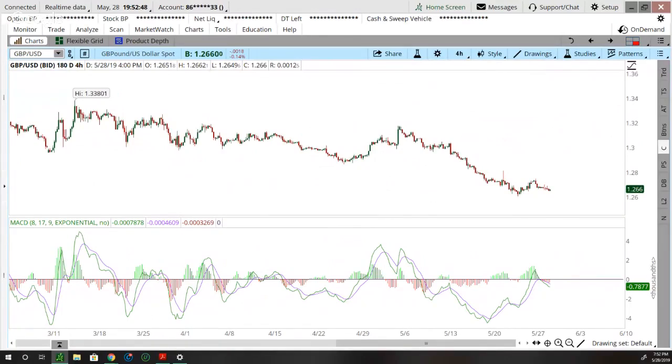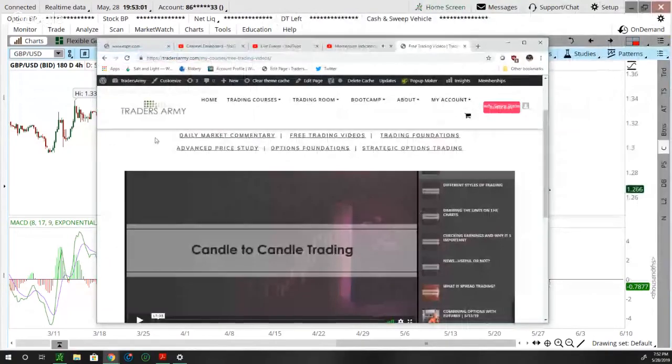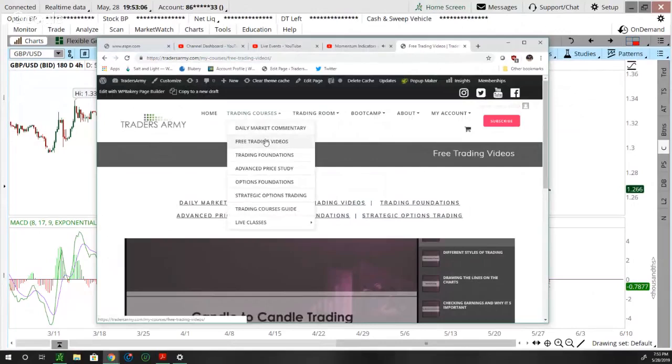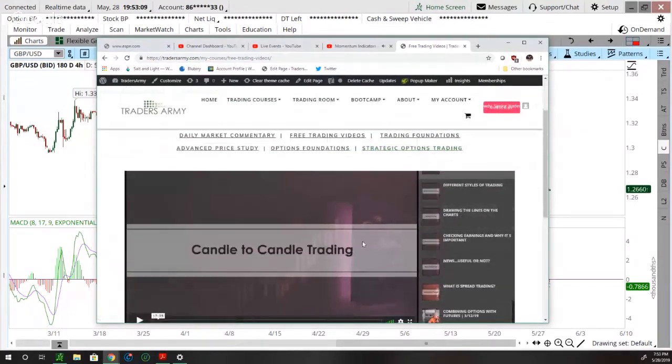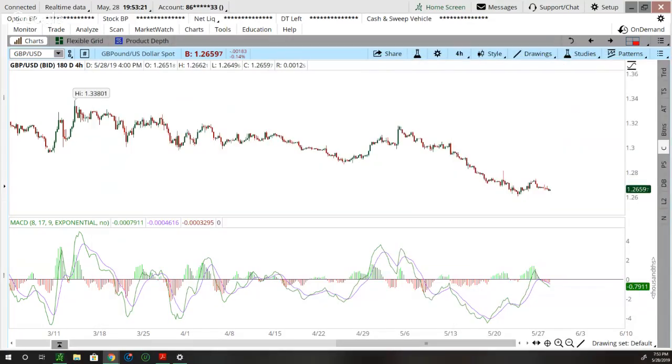And you might even go candle to candle style on some of this. For those of you not familiar with candle to candle trading, go to the website, tradersarmy.com. We have the free trading videos. I don't have time to get into candle to candle style of trading here, but there's a 20-minute lesson on it. You can take a look and see how to do that. It's another way to get in on some of these positions a bit earlier so that you can take advantage of them.